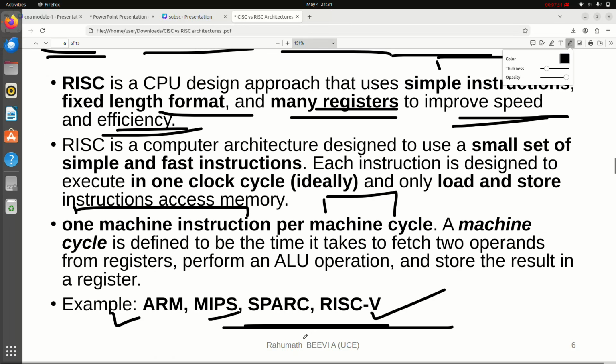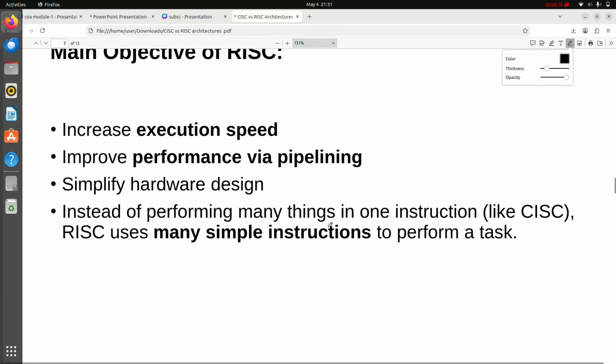Here you have to understand that you have all the opposite things. It has a small instruction set, and they are very fast. We are using registers here. A simple, fixed length instruction set is used. Only one clock cycle is there. One machine instruction requires only one machine cycle. There is no multiple cycle thing here.